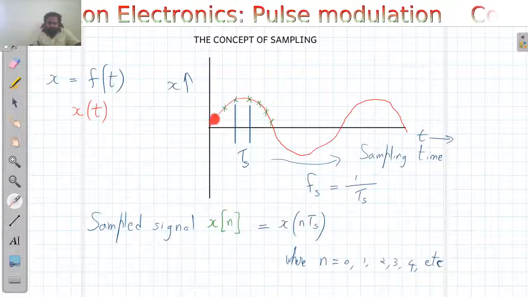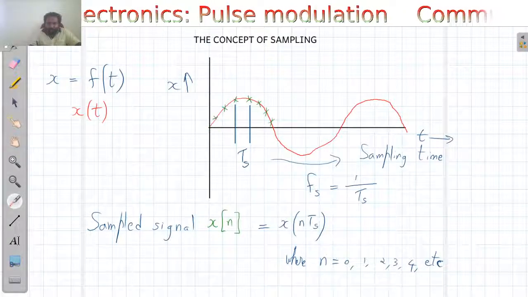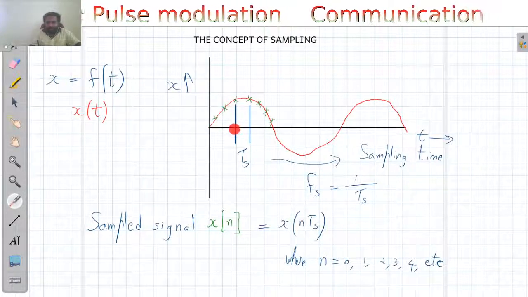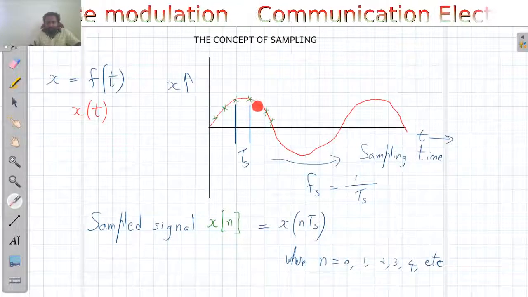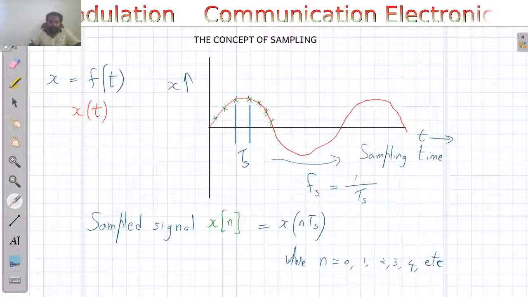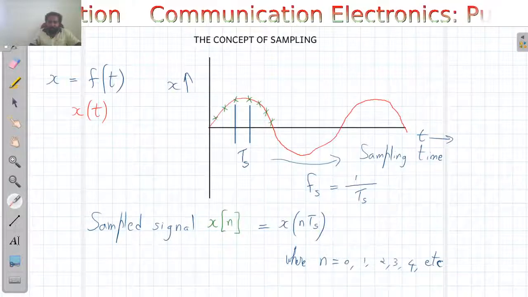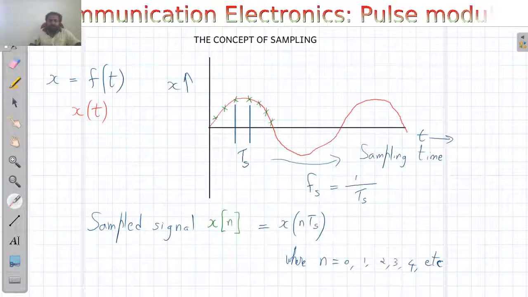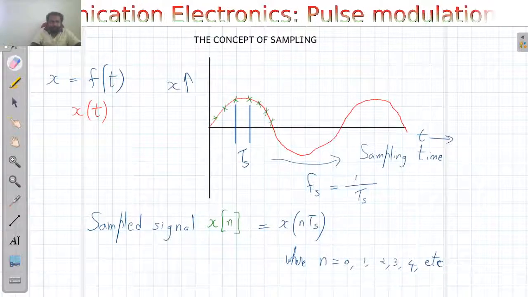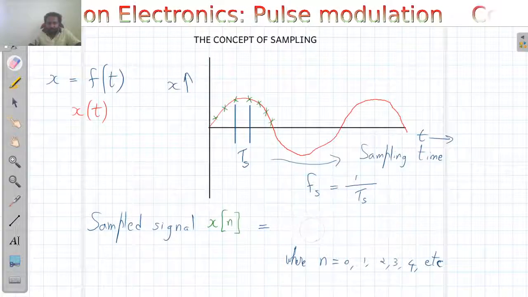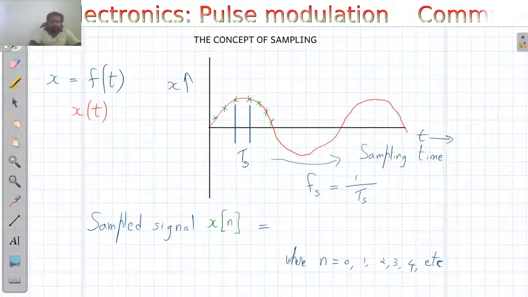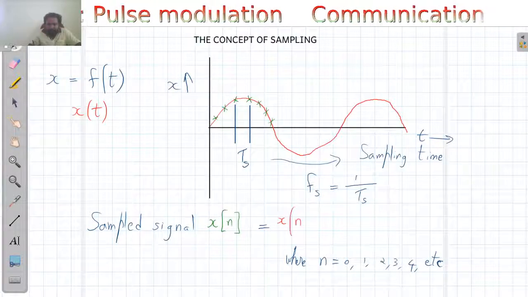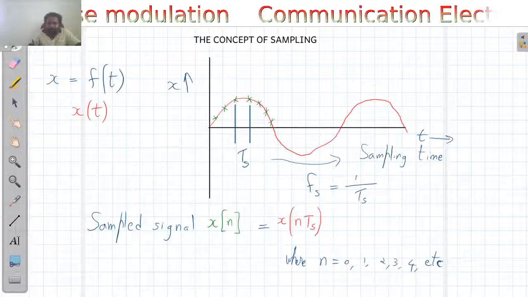From this point, suppose I consider this as 0, then this is at a time 1 into Ts, this is at a time 2 into Ts, this is at a time 3 into Ts, this is at a time 4 into Ts. So I have the sampled signal x of n equal to x of n Ts. I am writing it in red color just to stick to the conventions, where Ts is our sampling time.